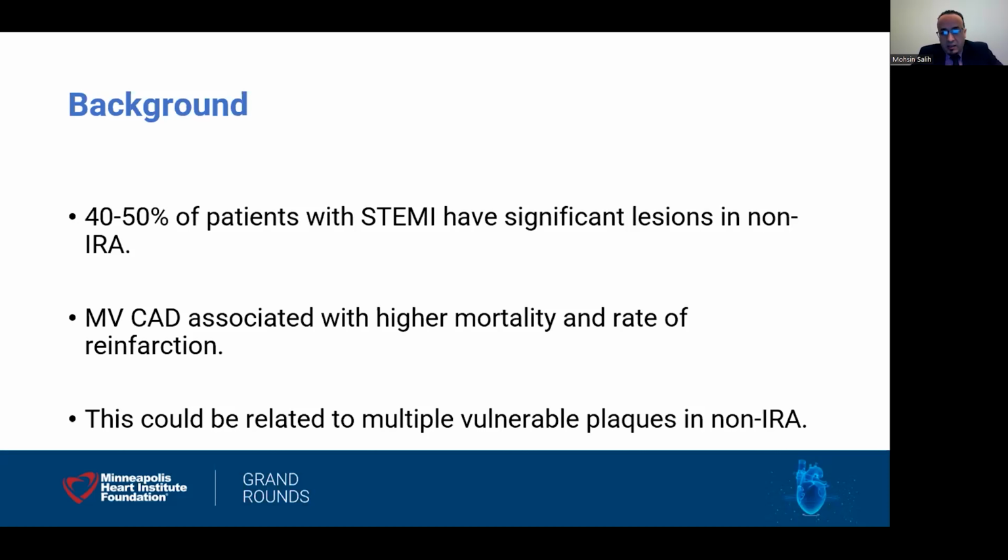The higher mortality rate could be related to multiple factors that we see during the angiogram, but unfortunately we don't have an excellent tool to figure out which plaque is vulnerable. We can use imaging and maybe use iFR to see how significant those lesions are, but they don't tell us whether the plaque is vulnerable or not.